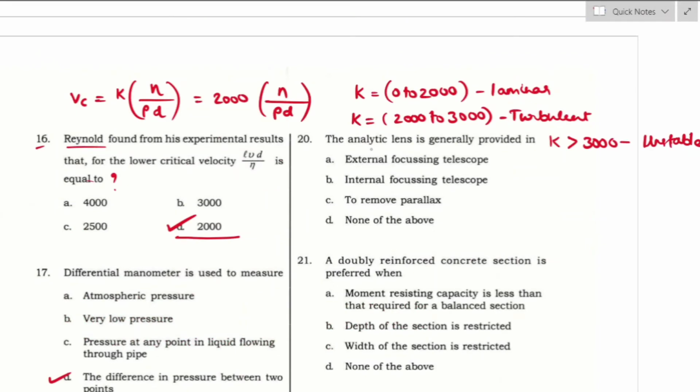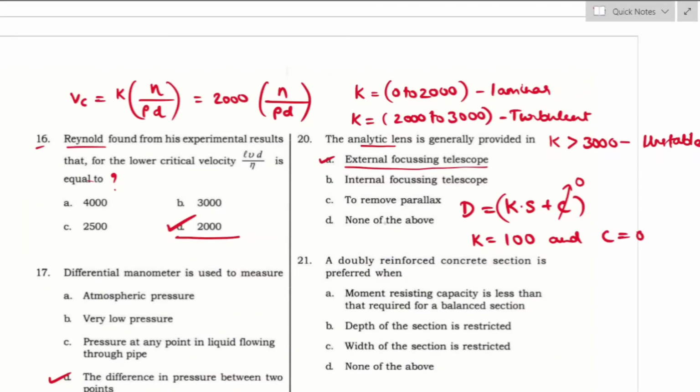Question number 20. The anallactic lens is provided in external focusing telescope. Option A is the right answer. D is equal to KS plus C, where K is the multiplying constant and C is the additive constant. If the anallactic lens is used in the tacheometer, the additive constant C will be equal to 0 and the multiplying constant will be 100. K is 100 and C will be 0 if the anallactic lens is used.